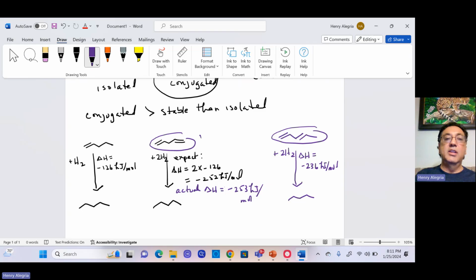Well, if I compare the isolated version here versus the conjugated version here, the difference between 252 and 236 is about, sorry, 253 is what you get here versus 236. The difference is about 17 kilojoules per mole of energy. So that means that's how much more stable the conjugated one is compared to the isolated by about 17 kilojoules per mole. So there's the evidence that indeed conjugated systems are actually more stable than isolated systems.